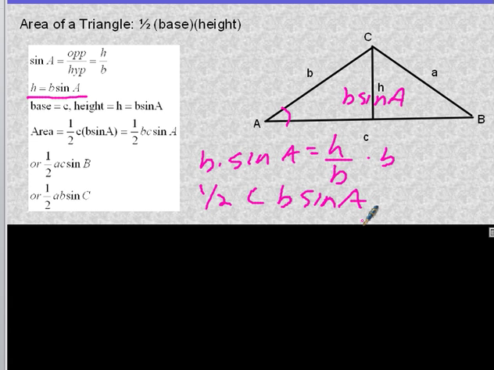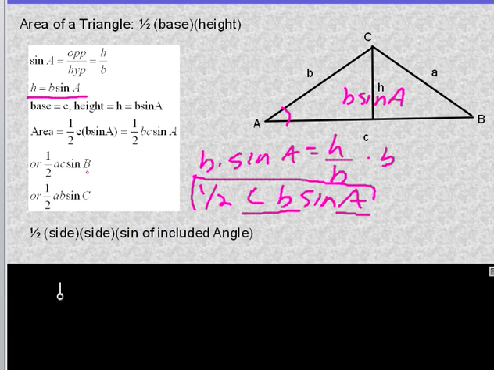I could do the same derivation using any of these angles, and depending on the angle, what you'll notice is that the two sides that I'm using for this formula do not include the side opposite the angle I'm using. So if we're using angle B, it's going to be 1/2 AC sine B. If we're using angle C, it's going to be 1/2 AB times the sine of C. So the side opposite the angle is not in this formula.